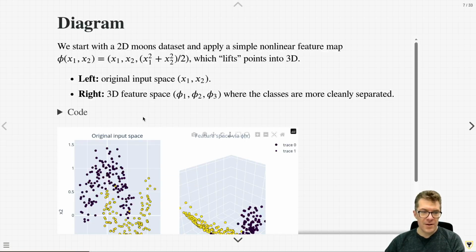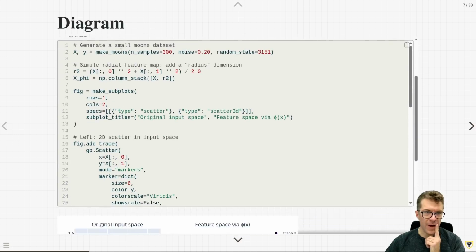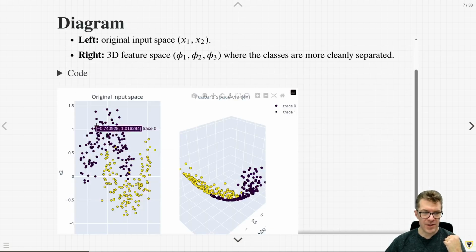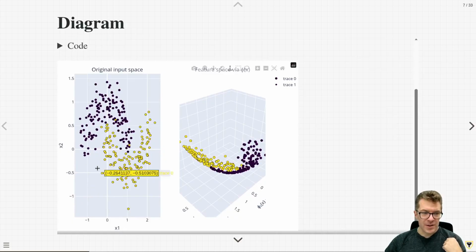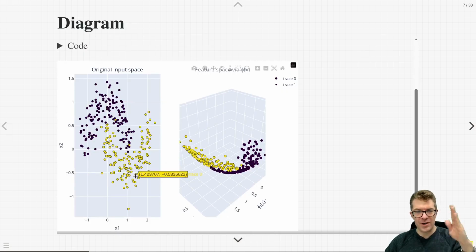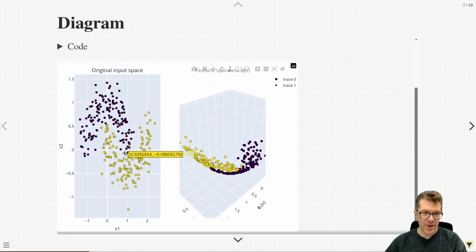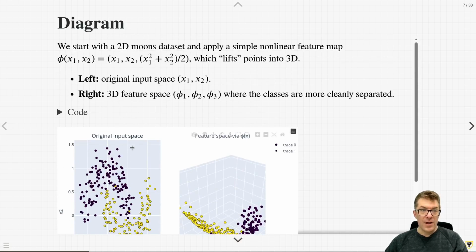So here's the two moons diagram. Here's the code for it. I've already loaded this function before, make_moons. This is a standard in sklearn. So you can see these are the two classes down here in the original input space. There's 2 dimensions. There's one class in purple, another class in yellow. And no matter how hard you try, there's no line you can draw through this space which is going to really perfectly separate out these 2 classes. This is the original input space.